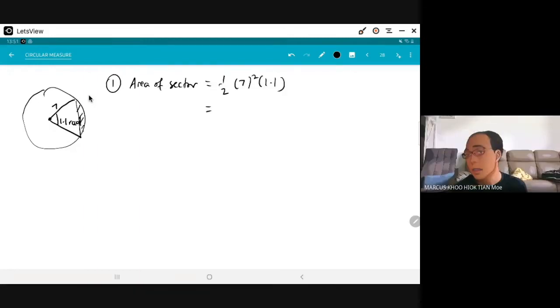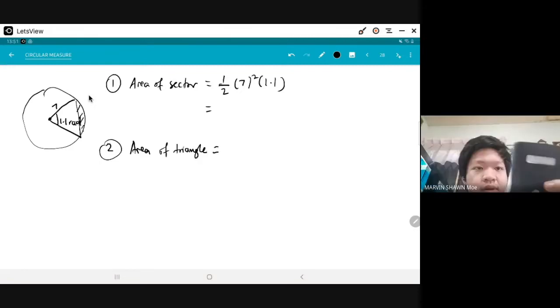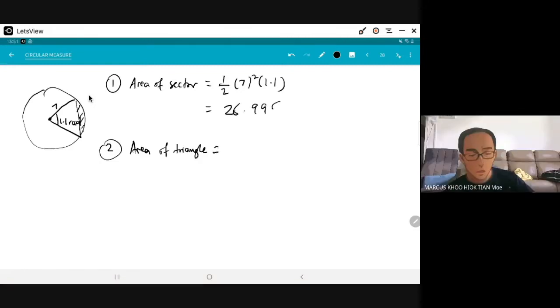Can somebody calculate this for me please? Because I don't have my calculator. 1 over 2 times 7 squared times 1.1. 26.995. Okay, thank you. So 26.95. The area of the triangle is 1 over 2 r squared sine theta. So it will be 7 squared. But this theta must be in degrees. So can somebody please change 1.1 radian to degrees for me, please?